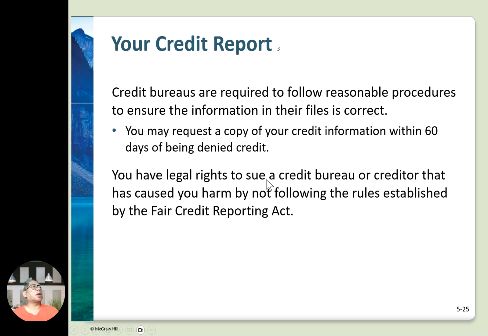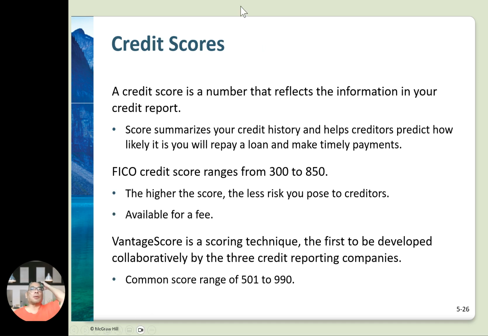You have the right to sue a credit bureau or creditor that has caused you harm by not following the rules established by the Fair Credit Reporting Act. What is a credit score? A credit score is a number that reflects the information in your credit report. Scores summarize your credit history, to help creditors predict how likely you will repay a loan and make timely payments. FICO is a credit score ranging from 300 to 850. The higher the score, the less risk you pose to creditors.